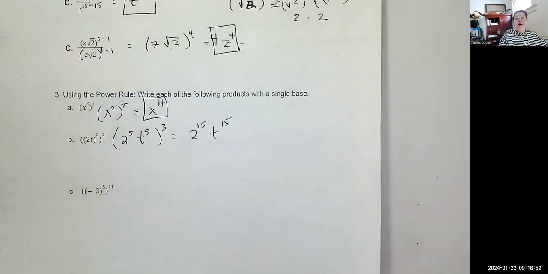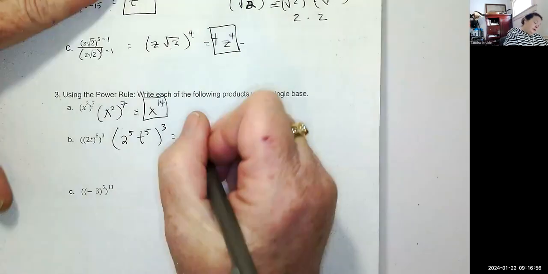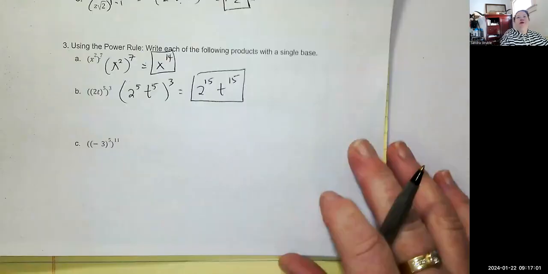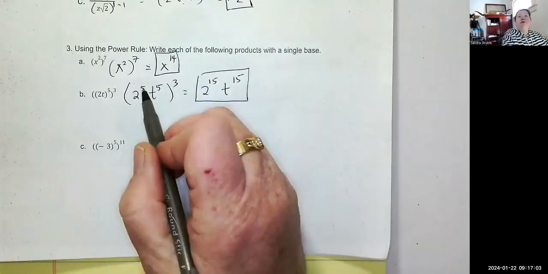I'm not going to calculate this out. You can plug in 2 to the 15th to your calculator. Doesn't sound like fun to me right now. So I'm going to leave that as my answer. I would expect you to at least write down their number, because you can use your calculator, and then t to the 15th. The main thing is that you understand how the exponents work.